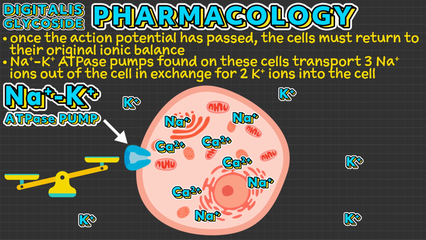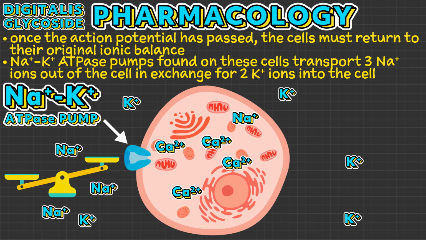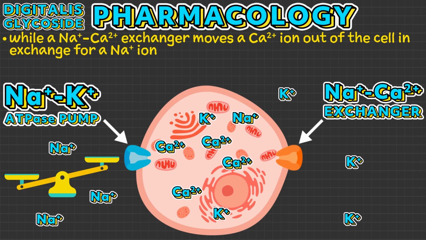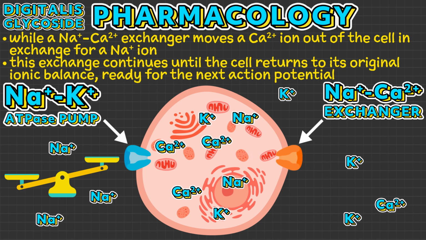Once the action potential has passed, the cells must return to their original ionic balance. Sodium-potassium ATPase pumps found on these cells transport 3 sodium ions out of the cell in exchange for 2 potassium ions into the cell, while a sodium-calcium exchanger moves a calcium ion out of the cell in exchange for a sodium ion. This exchange continues until the cell returns to its original ionic balance, ready for the next action potential.